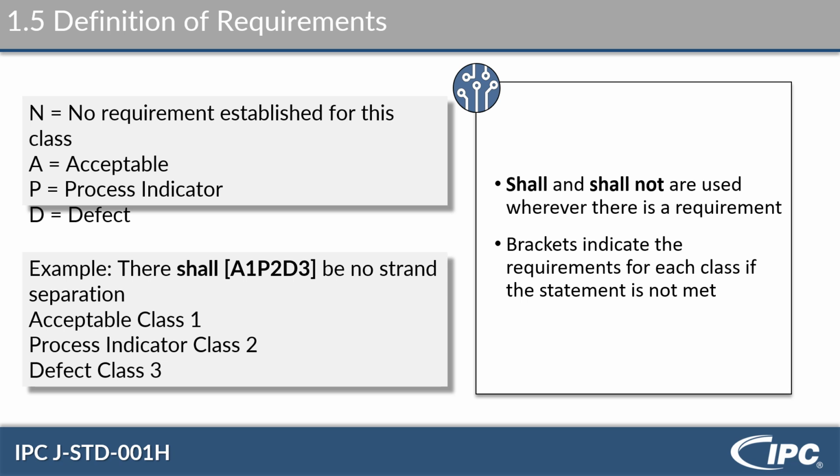Now here's something else that you really need to know about the book and the J standard, any IPC standard really. You will see the words shall and shall not. Shall and shall not are used whenever there is a requirement. So like in this example, there shall be no strand separation. That means it is required that the product you're working on has no strand separation. We'll get into what strand separation is a little bit later in this module, and also talk about it more in module 2.